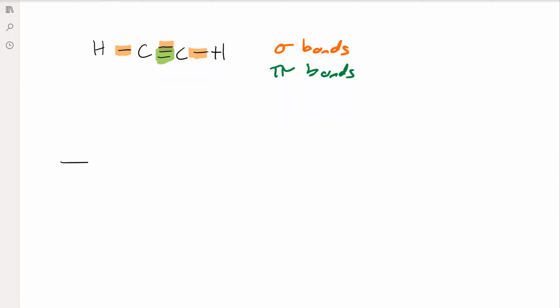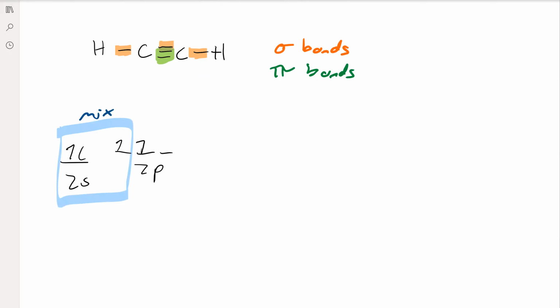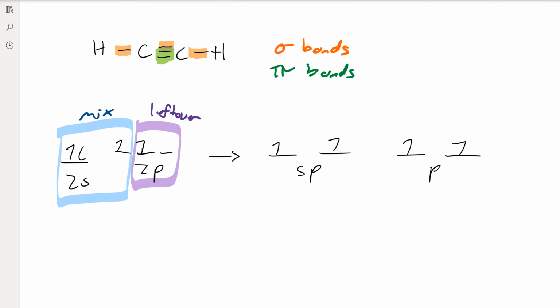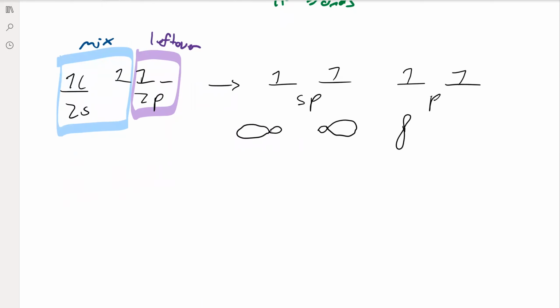And so the idea is that we have this 2s orbital and then this 2p orbital, and only the s and the p will mix. And then we'll have two leftover p orbitals. They mix to form two sp orbitals, and then we'll have two leftover p orbitals. The sp orbitals, again, look pretty similar to the sp2 and the sp3 orbitals. It's just the orientation that's really different. And then, of course, we have leftover p orbitals.